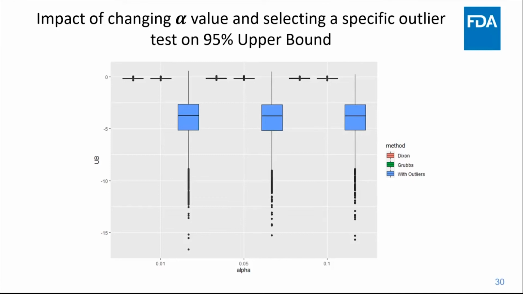In this case, we see that when we exclude the outliers, there's no difference between the Dean-Dixon test and the Grubbs test. Whereas when we include the outliers, we have a remarkably lower value for the upper bound of the confidence interval. This is reasonable, because when we include the outliers, we expect higher variability, and when we have higher variability, we're going to have a higher amount of scaling. So the upper bound will tend to be lower.